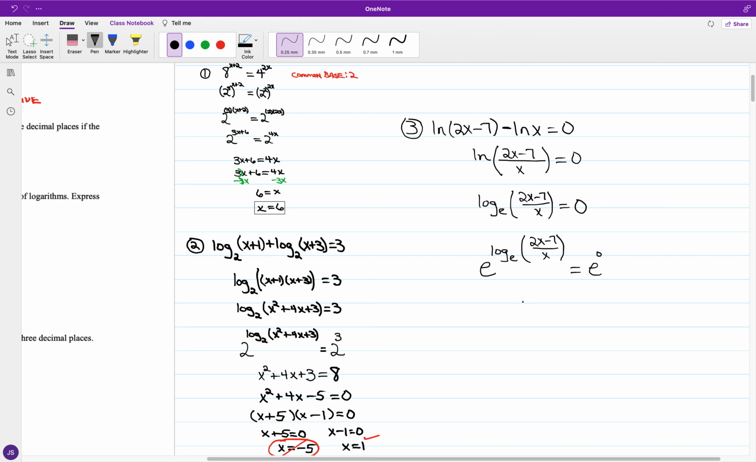Okay, so for the left hand side, we have 2x minus 7 over x. We have e to the 0, which is equal to 1, and setting things up where I can have the x terms presented directly, if I multiply the equation by x, the left hand side will be 2x minus 7. To the right, I have 1 times x, which would be x.